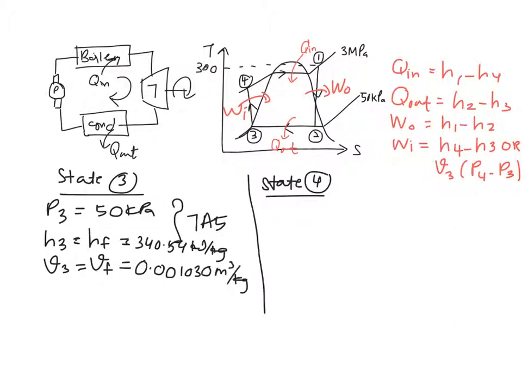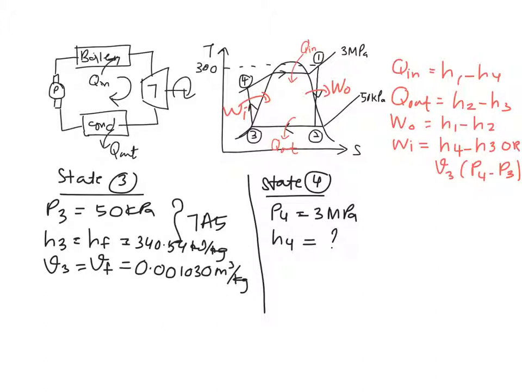Okay, next we're going to solve for state 4, where your state 4 is equal to 3 megapascal, right? And your V4 is equal to your V3. Okay, so you need to find your H4, remember? In order to solve for this one and this one, you will need your H4. So what is your H4?